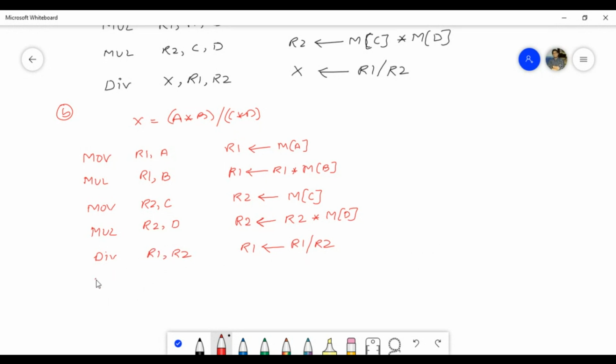Now lastly we move the content to X from R1. That means the memory address is moved from R1 to X. Here we are using R1 and R2, two addresses. Okay, so the third one is one addressing.